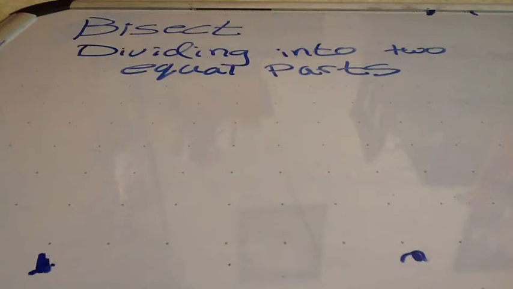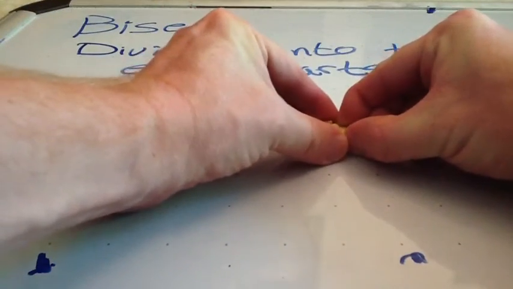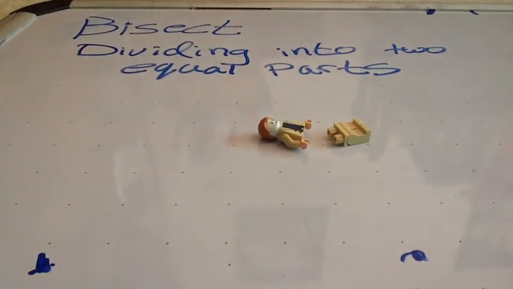So, for example, Xander, I need a Lego guy. Give me the bad guy. There he is. How many parts is he in? 1. So let's bisect him. Ready? Now he's bisected. That's 2 parts, and they're about the same, aren't they? So if I divide it into 2 equal parts, I bisect.